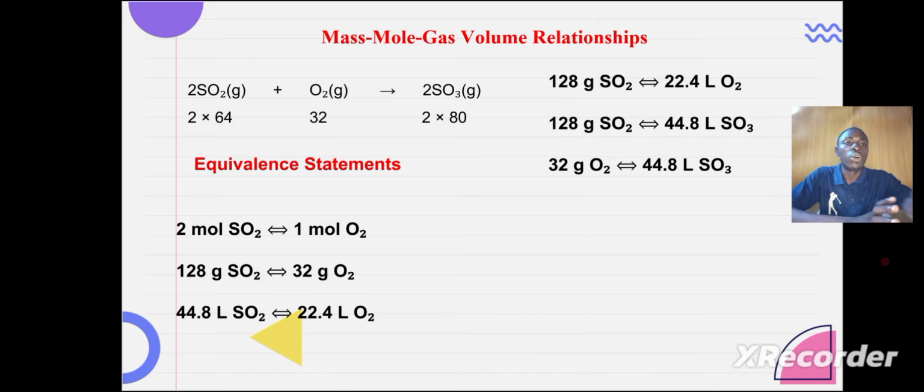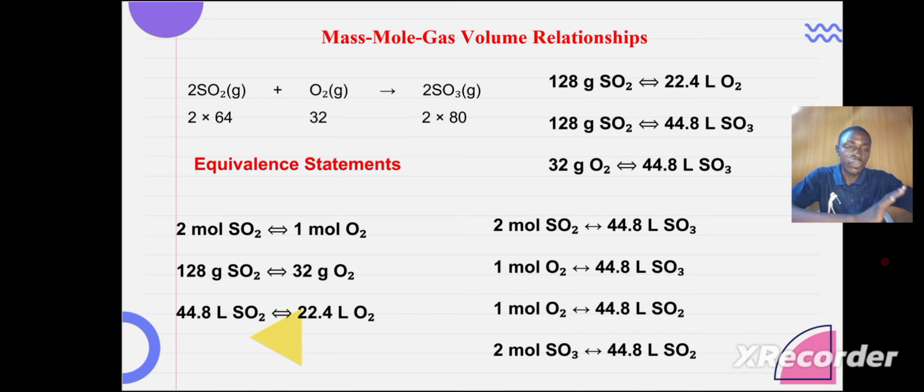We can also say 128 gram of sulfur(IV) oxide is equivalent to 22.4 liters of oxygen. So it means that 128 grams of sulfur(IV) oxide is required to react with 22.4 liters of oxygen. These are varying different statements. And we can also say that 128 grams of sulfur(IV) oxide is equivalent to 44.8 liters of sulfur(VI) oxide, because there are 2 moles of sulfur(VI) oxide and each is 22.4 dm cube, so 2 of them is 44.8 liters or dm cube. So 32 grams of oxygen is equivalent to 44.8 liters of sulfur(VI) oxide. So these are equivalent statements.